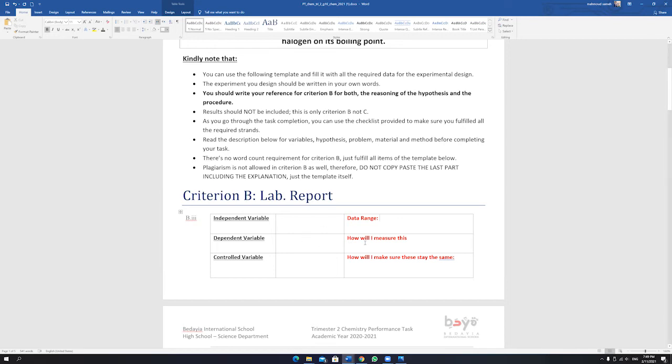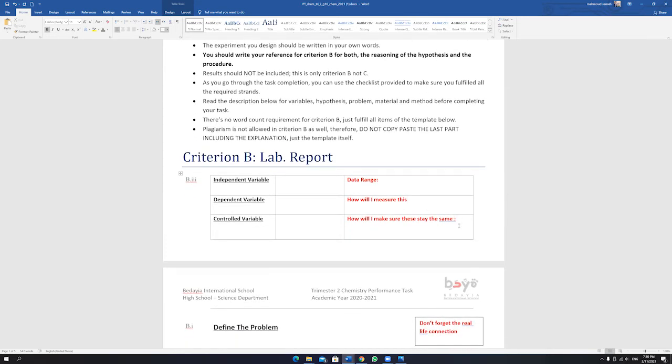And for the dependent variable, how will I measure it? So how are you going to measure the dependent variable? Let me say it's the boiling point. The boiling point is the dependent variable. So how will you measure the boiling point? And how will I make sure that the controlled variables stay the same? You will just see each variable that you write here, and say here how you will keep it the same.